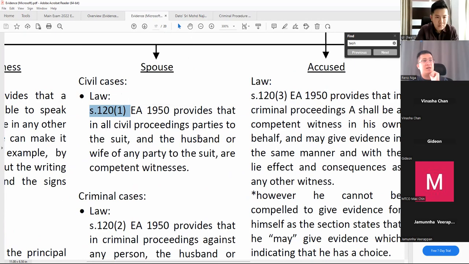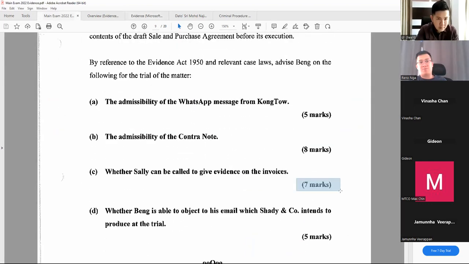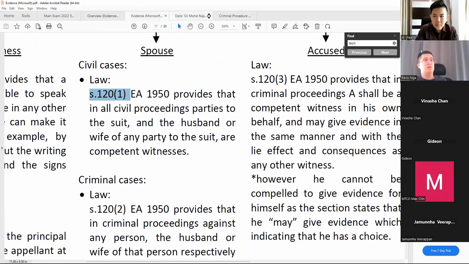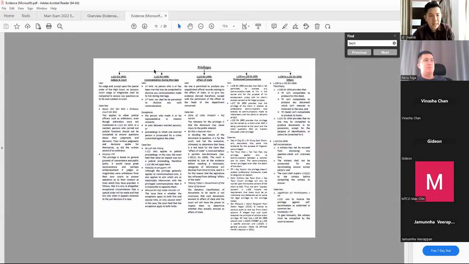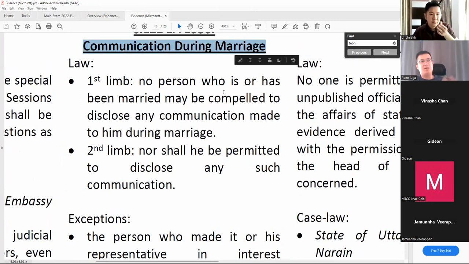Section 120 says husband and wife are competent witnesses. Yes, very good. Marital privilege. Thank you. But this is the general rule first. Like I said, this is 7 marks, so you must mention the general rule and exceptions. The general rule is that the wife can give evidence, section 120. Only then do we talk about privilege, which is that communication between spouses during marriage is a privilege you cannot disclose.